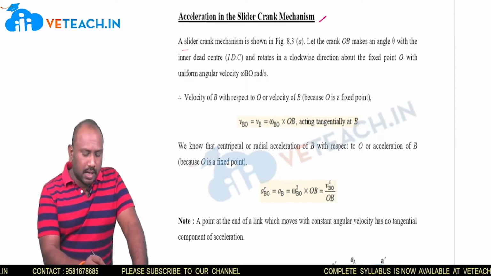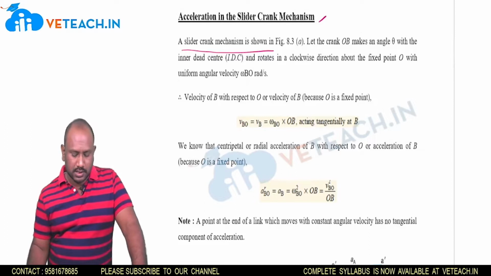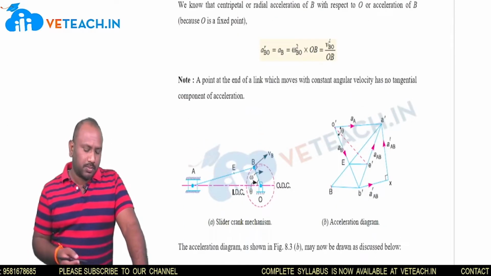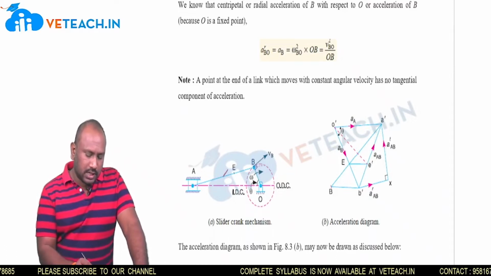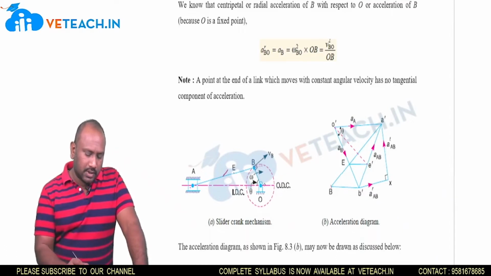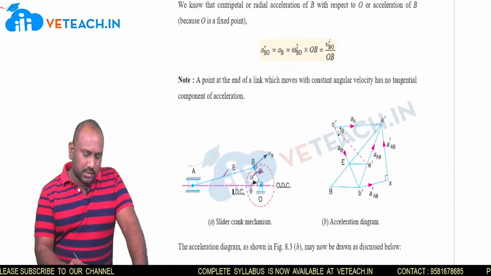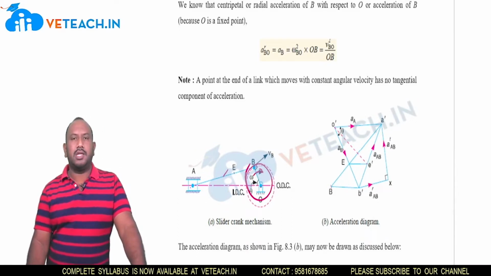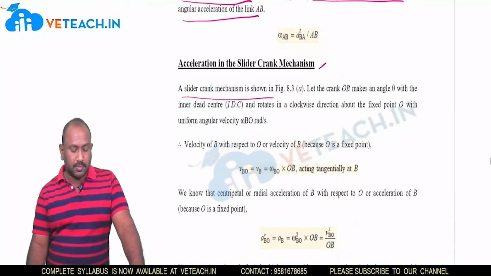A slider crank mechanism is shown in the figure, as you can see here. In the previous topics also we discussed many points. This is the piston connecting rod, which is the AB link, with angular velocity omega and radius r, which is going to rotate like this. This is the working mechanism of the slider crank mechanism.